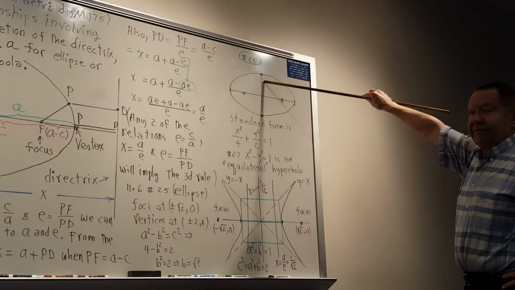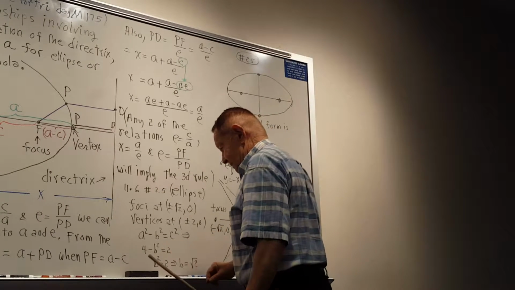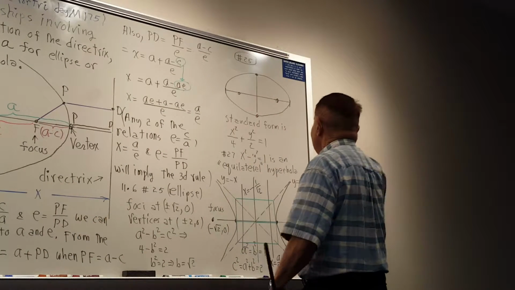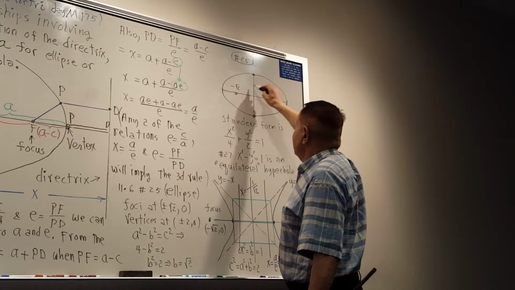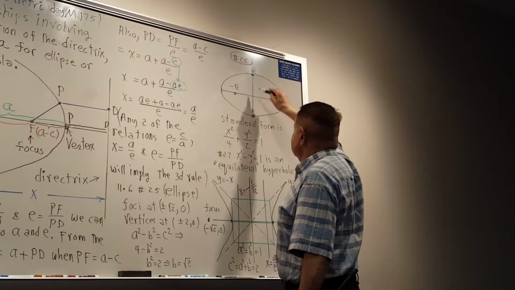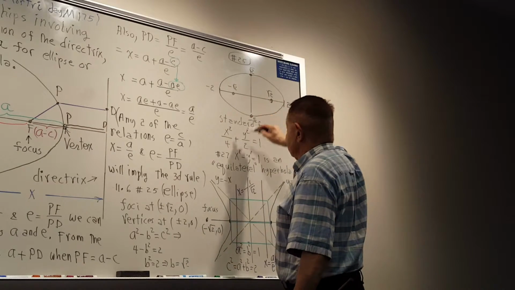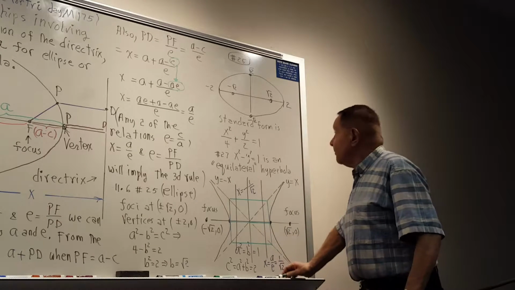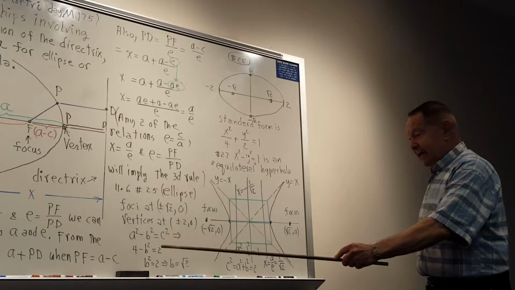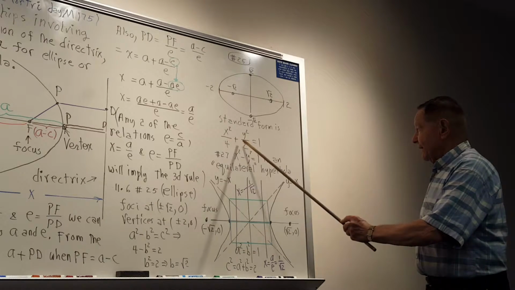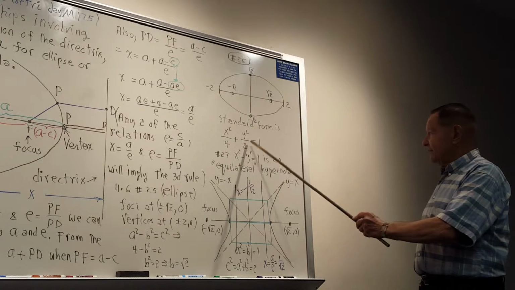So you have a figure like this, where this is root 2, minus root 2. This is root 2 up here, root 2 down here, 2 and minus 2, like that. And so you have a figure of that sort, and then the standard form, your A is 2, and your B is root 2, so x squared over a squared plus y squared over b squared equals 1.